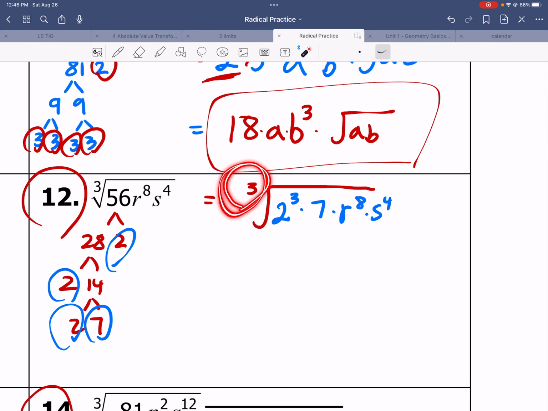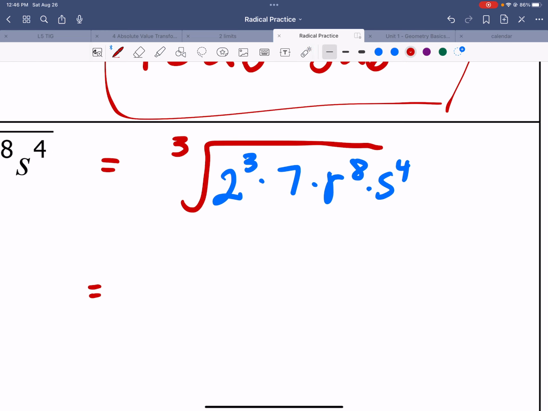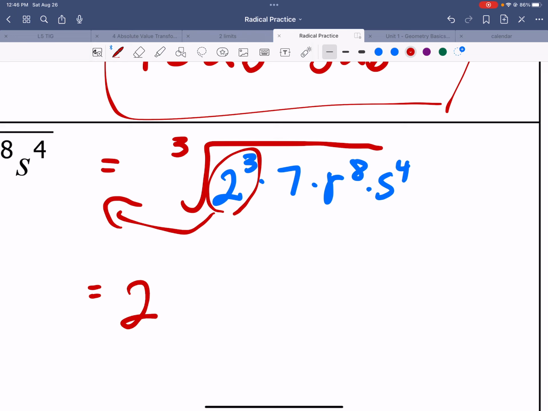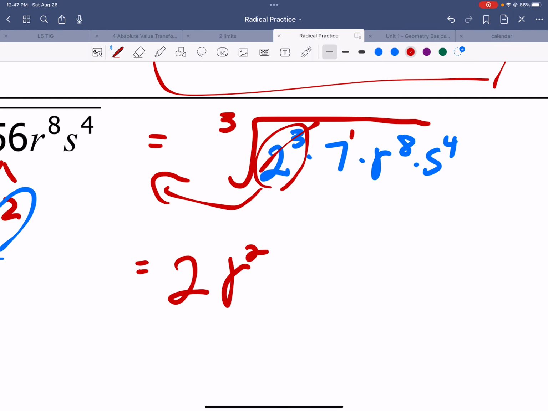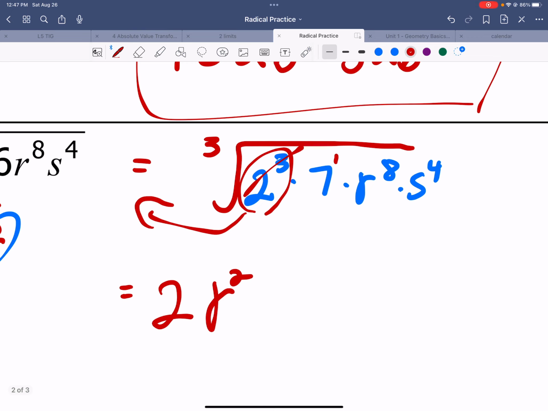Now, since it is cube root, in order to take out, I need a triple, and do you see I have 3 2's? So I can take this one out once and nothing will be left over. 7 I cannot take out because I have only 1. What about r? How many times can I take out? I can take this one out twice because 3 can go into 8 twice. And if I take it out twice, I will have 2 left over. What about s? I can take out once because 3 goes into 4 only once. And looks like I will have 1 left over.